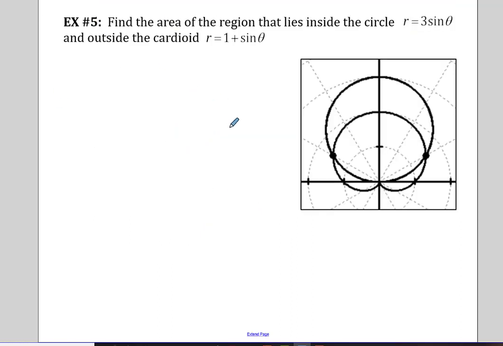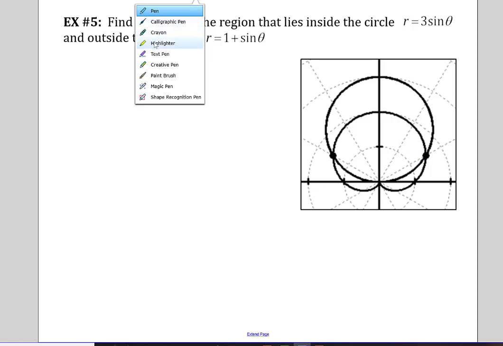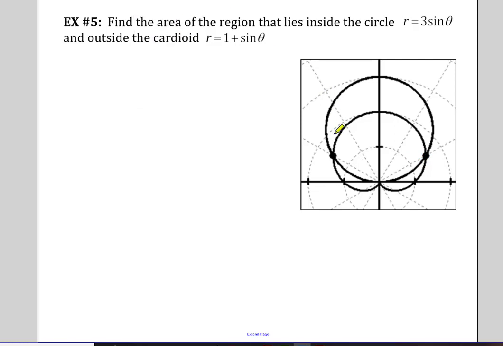Moving on with example 5, in this case, we want to find the area of the region that lies inside of the circle, so that's this piece here, and outside of the cardioid, so this is the cardioid here. So shading that region, we're looking for this particular area.